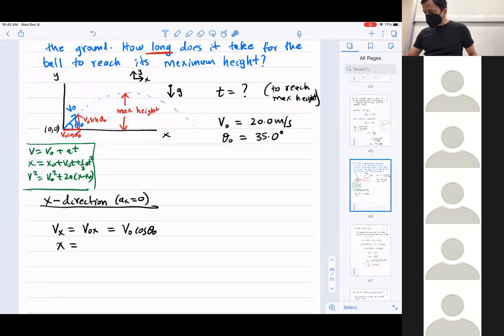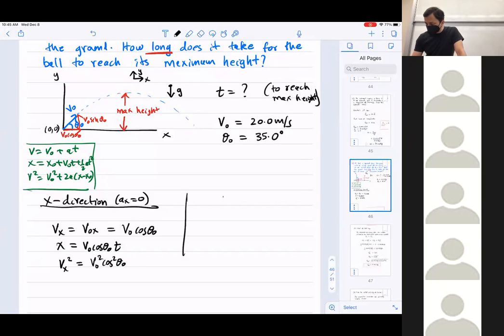Then you have V naught X, which is V naught cosine theta naught times T. And then this A here again is 0. AX is 0. So that's it. And then you have your last equation, which is just Vx squared is equal to V naught squared cosine squared theta naught. That's this V naught X squared. And then the AX here again is 0, so this doesn't contribute anything. So that's what I have.